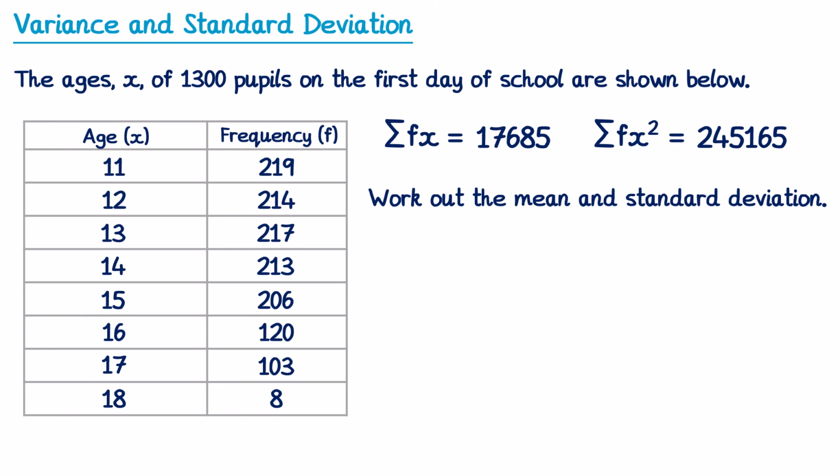So for a question like this, you have a choice. If you wanted to, you could just type the whole table into the calculator and it will work out the mean and standard deviation for you. Or you could use the information given in this question.